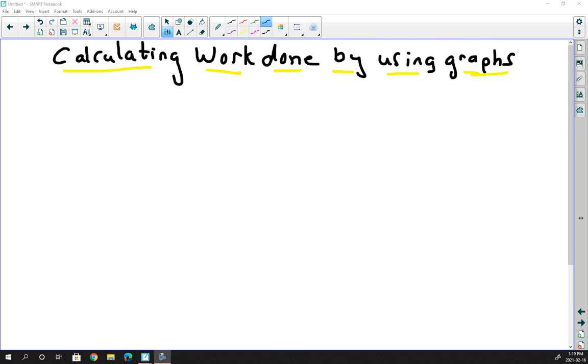Now, another thing we want to look at is calculating how much work is done by graphing.